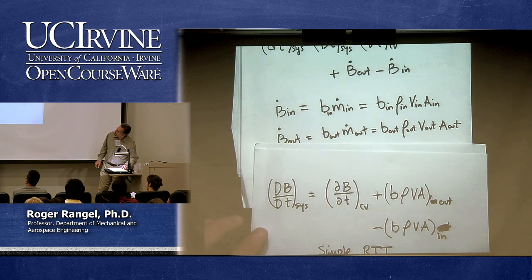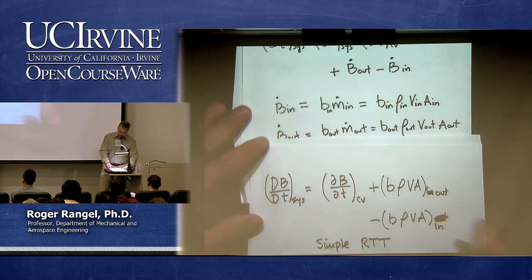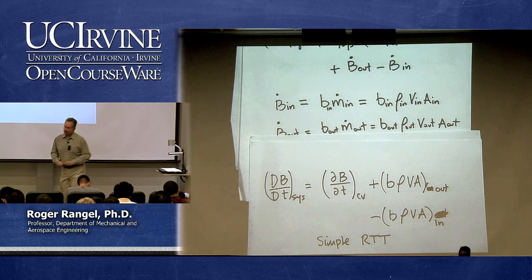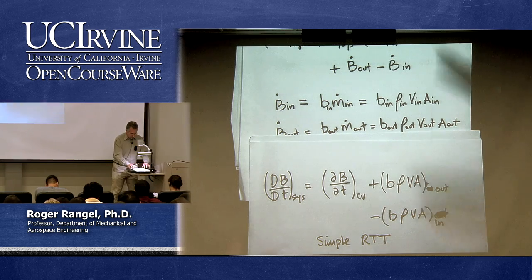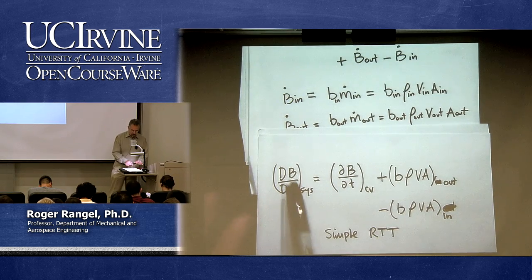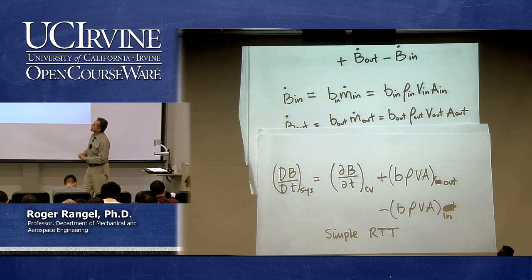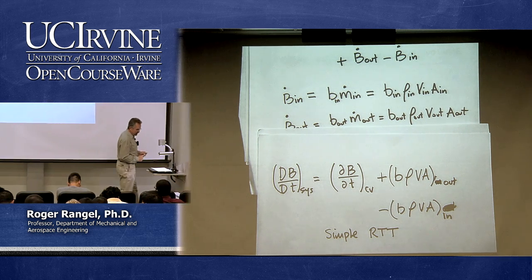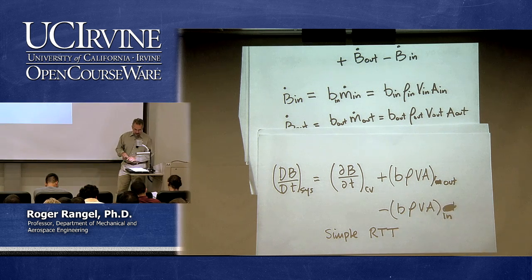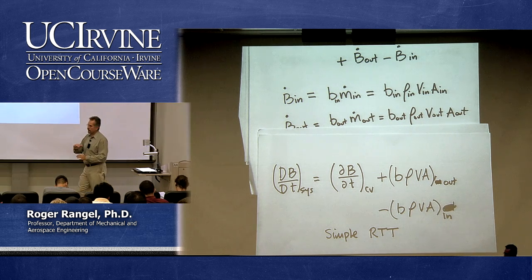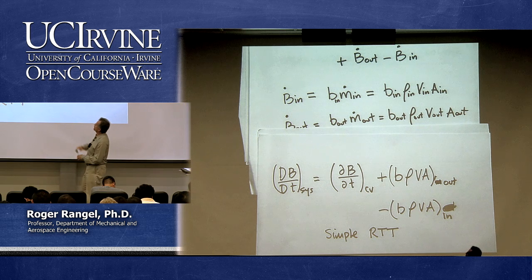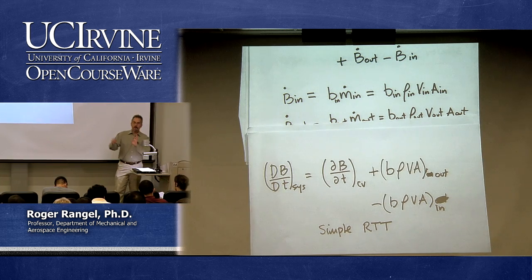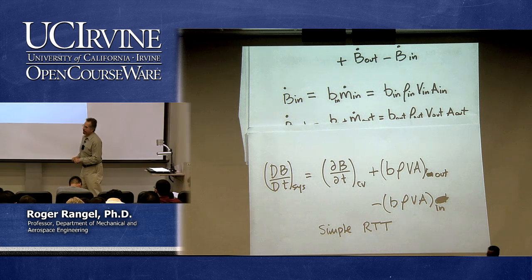Written there. Sorry, when I wrote it first, I wrote in where it was out and then out where it was in, so I had to cross it out. So the change of property B per unit time for a system is the change in that property per unit time for the control volume, plus the two terms that represent the flow out and the flow in. Out is positive, in is negative, in terms of lowercase b. So this is a simple Reynolds transport theorem.